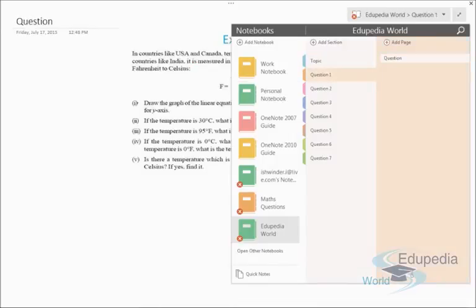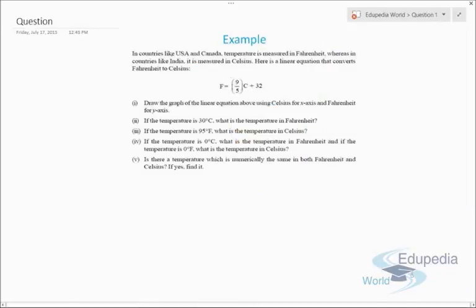Question number 1. Question number 1 says, in countries like USA, Canada, the temperature is measured in Fahrenheit, whereas in countries like India, it is measured in Celsius. Now, here is an equation that converts Fahrenheit to Celsius. That is F equals 9 by 5 C plus 32. So, according to this equation, we have to solve these 5 parts.